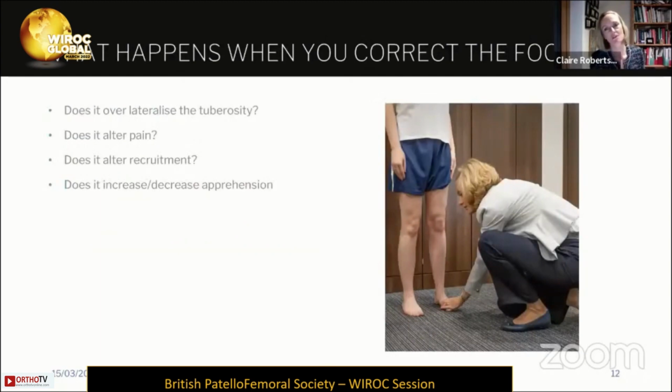So it's useful sometimes to just see what happens when you correct the foot. Do they feel better? Do they move better? Does it alter muscle recruitment? Does it alter pain? We've talked a lot about instability, but often they don't come in saying, I've got an unstable knee. They come in saying, I've got a painful knee. So their presenting complaint is actually pain. So what happens when I correct the foot? Does it alter that pain? Does it increase their apprehension about moving, or do they feel more confident? So that can be a useful thing to do.